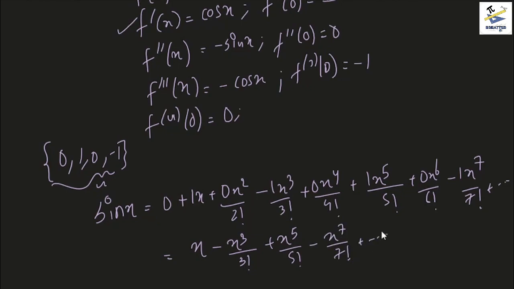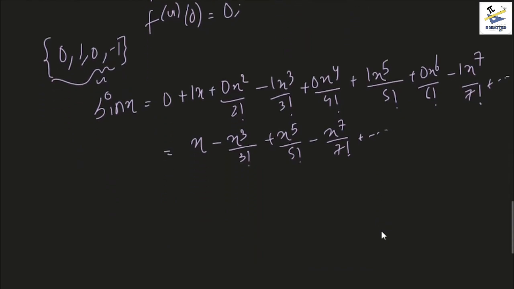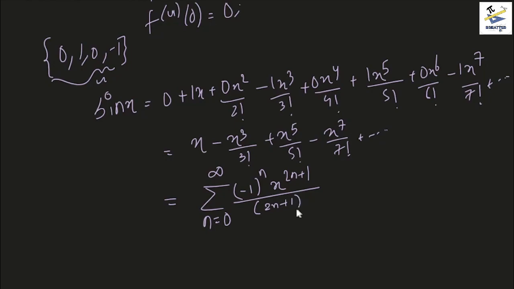So we see only the odd powered x terms remain here, and we can write this as a series as follows: summation n equals 0 to infinity, (-1)^n x^(2n+1) divided by (2n+1) factorial. This is the Taylor series representation of sin x around 0.